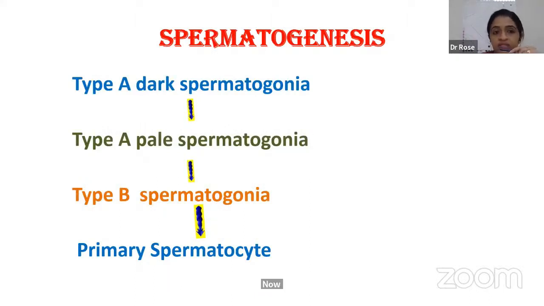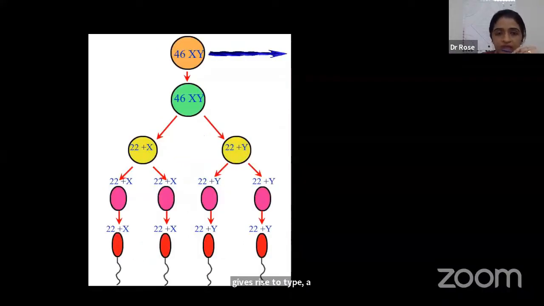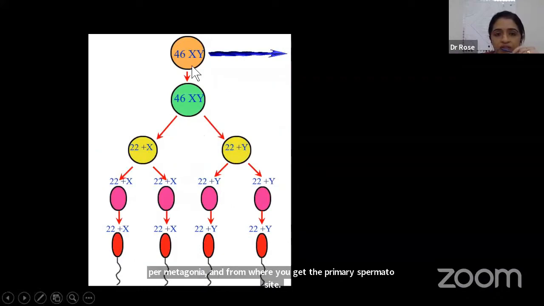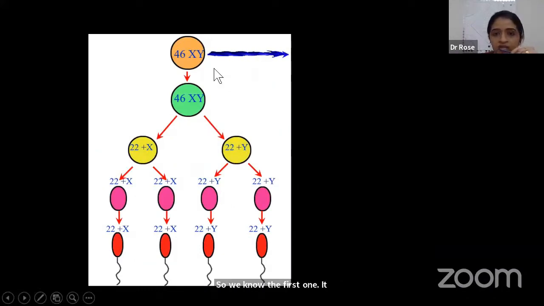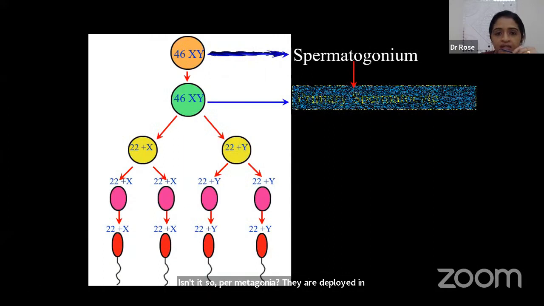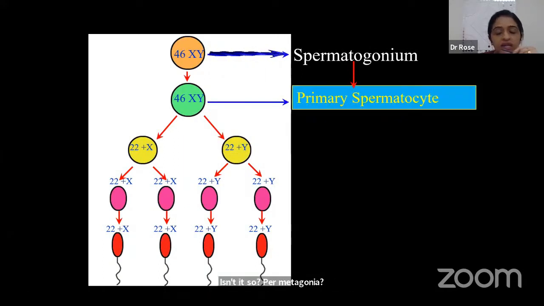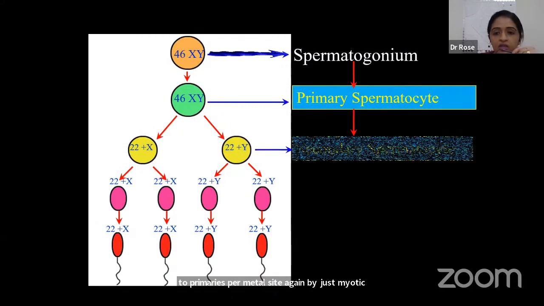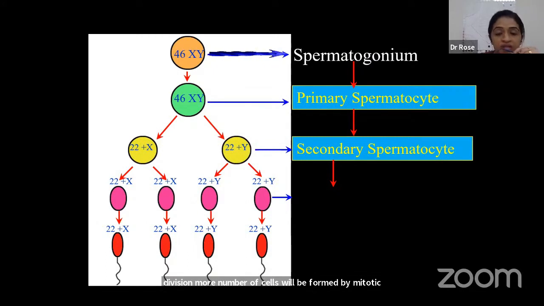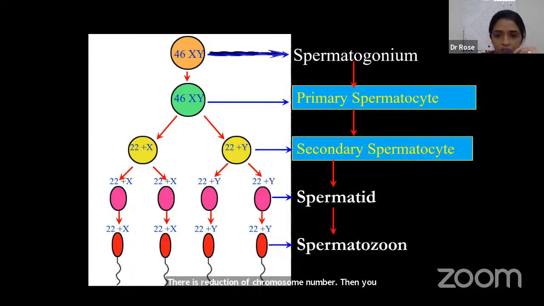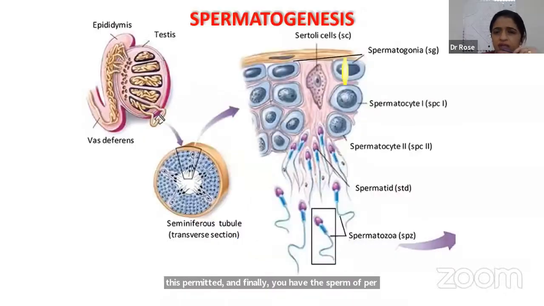Spermatogenesis starts with type A dark spermatogonia, which give rise to type A pale. Then you have type B spermatogonia, from which you get the primary spermatocyte. Spermatogonia are diploid in number, and more cells are formed by mitotic division. After that you have the secondary spermatocyte, where the number is haploid, as there is reduction of chromosome number. Then you have the spermatid, and finally the sperm or spermatozoa. This is the spermatogenetic cycle.